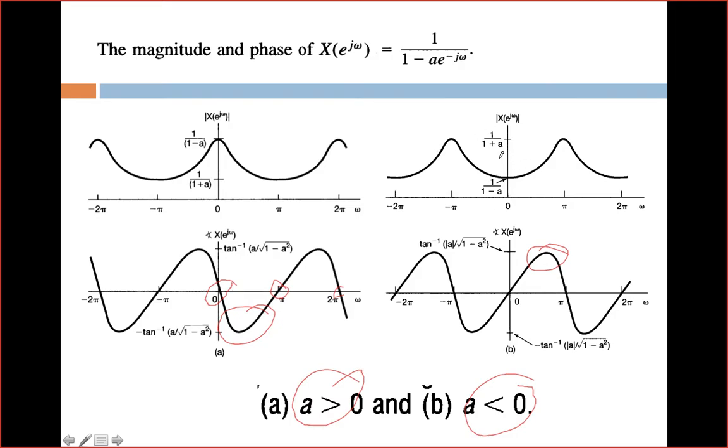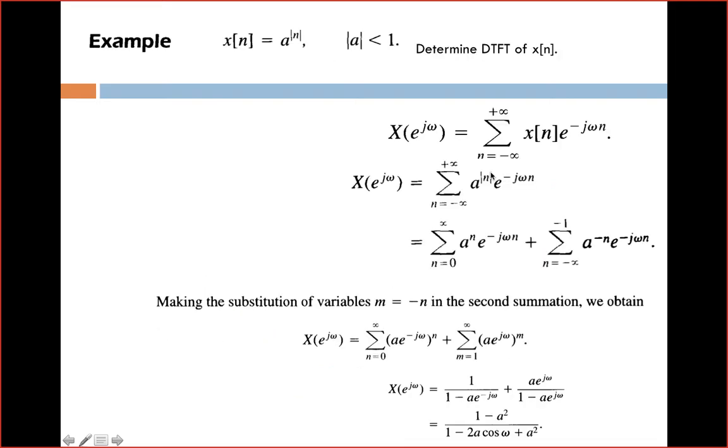Here you got the maximum value when omega is equal to 0, and the minimum value when omega is equal to pi. So when you are assuming a is less than 0, the reverse thing will happen. So this is the plot of the first problem, that is the magnitude and phase plot. With this the first problem is over. We are going to discuss the second problem.